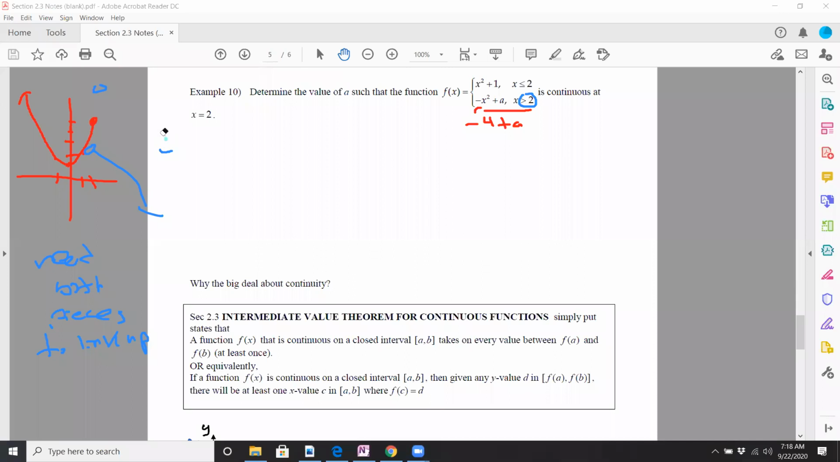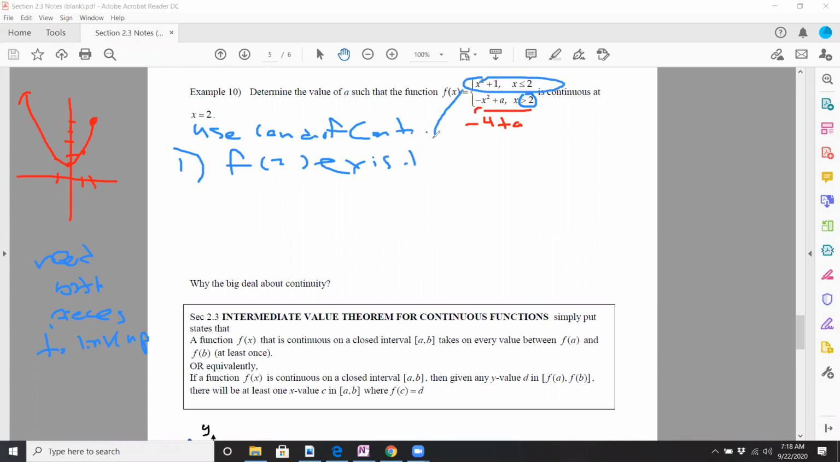So how are we going to do that? Well, formally, we are going to use the conditions of continuity. So first up, we need f of 2 to exist, which of course it does because you're told that when x is less than or equal to 2, use this expression here. So f of 2 equals 2 squared plus 1, which equals 5. Great.